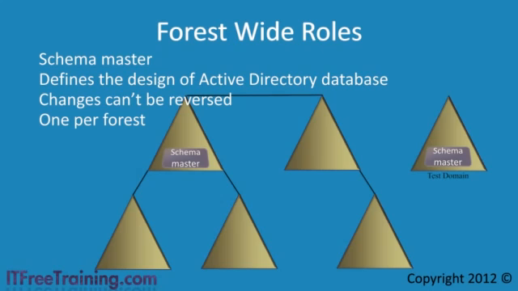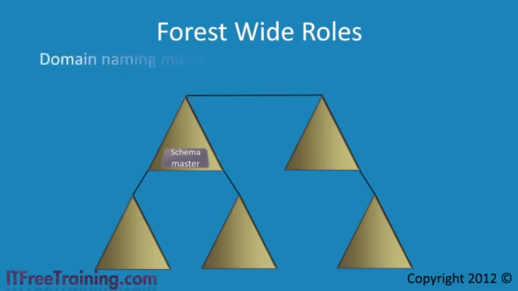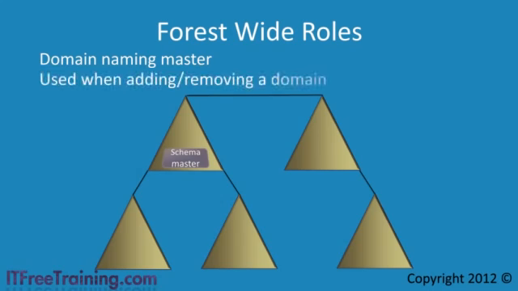The next forest-wide operational master role is the domain naming master. The domain naming master is used whenever you add a domain or remove a domain from the forest. The domain naming master ensures that 2 domains are not added with the same name. If the domain naming master is not available, you will not be able to add or remove any domains in the forest. Once again, this role is only on one domain controller in the forest.